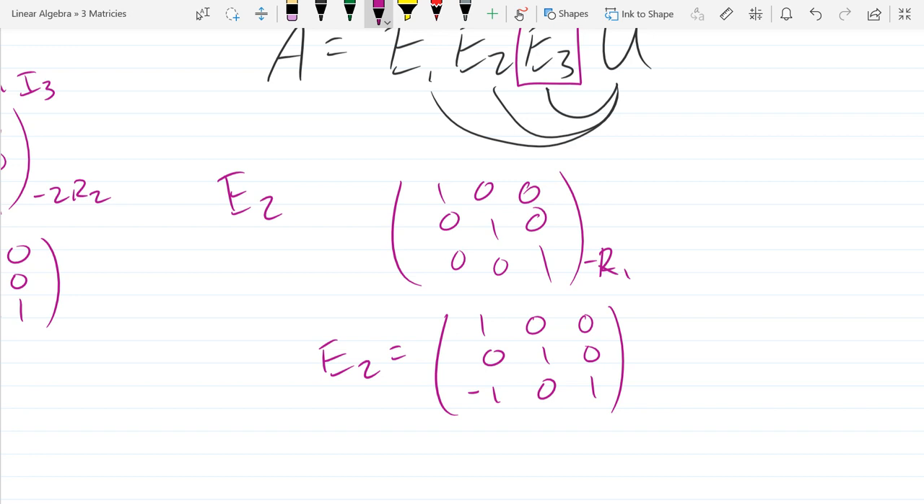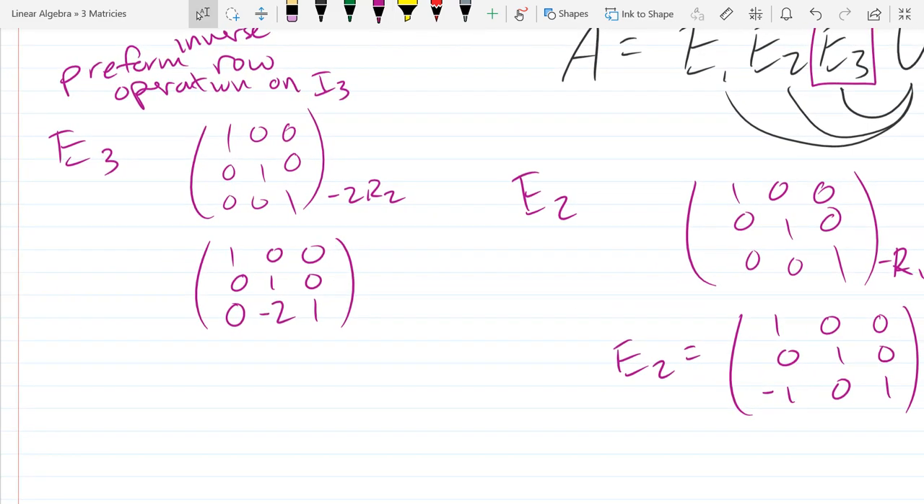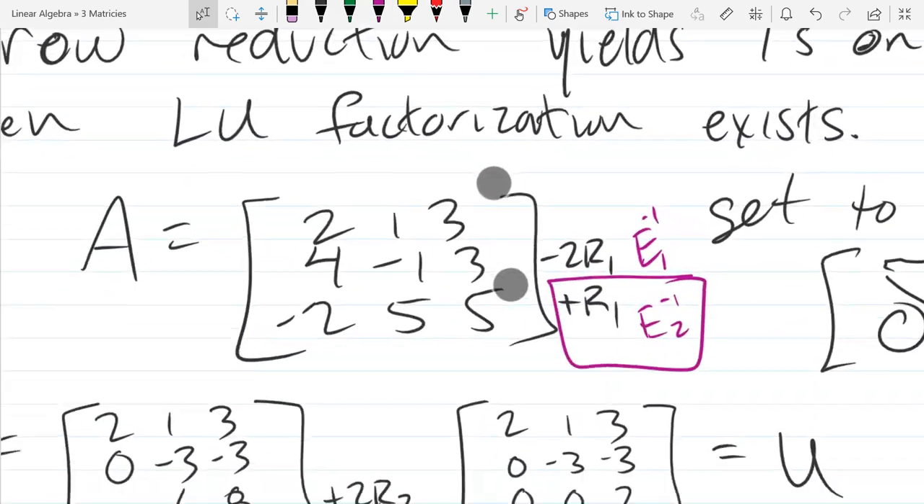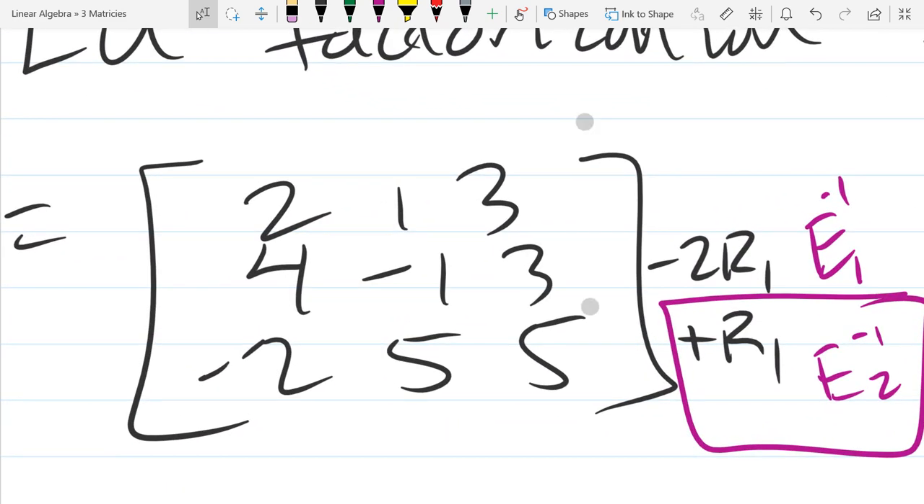Any questions on elementary matrices or this elementary matrix? All right, last matrix, E1. We're looking at the opposite operation for E1. So what's the opposite of subtract 2 row 1 from row 2? Add 2 row 1 to row 2. So go ahead, write down the E1 matrix. You're looking at the inverse operation.